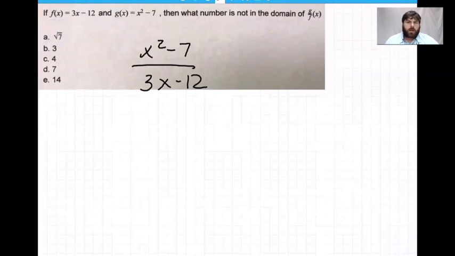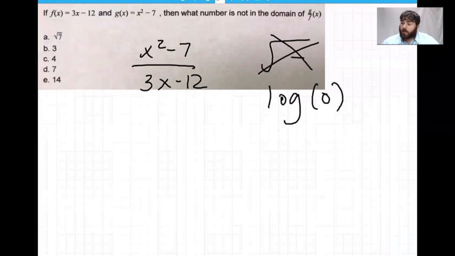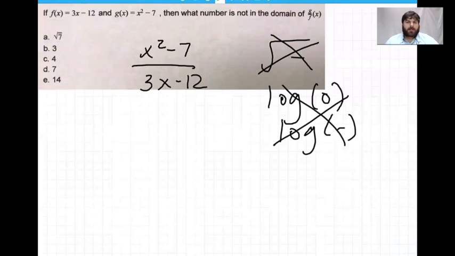So what number is not in the domain? Well, do I have any way of square rooting and getting a negative number? No, there are no square roots in this function, so we're not worried about that. Do we have any logarithms where I could do log of 0 or log of a negative number? No, I don't see any logarithms, so we're not worried about that. What are we worried about? We're worried about dividing by 0. This is a big giant fraction, so it presents the opportunity of dividing by 0.